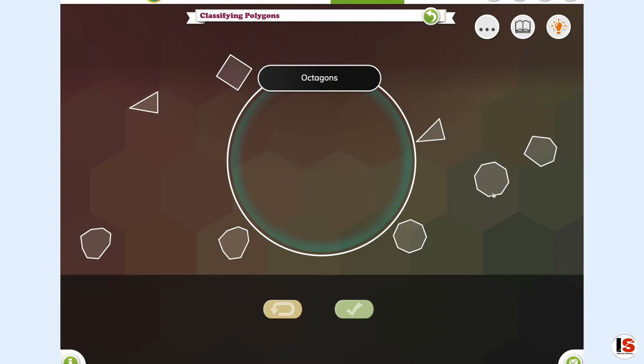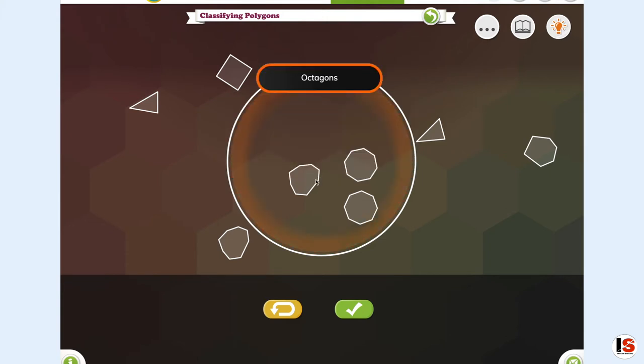Octagons. 1, 2, 3, 4, 5, 6, 7, 8. Okay, I think this is more. 1, 2, 3, 4, 5, 6, 7, 8. Okay. 1, 2, 3, 4, 5, 6, 7. Okay. 1, 2, 3, 4, 5, 6, 7, 8. At least one other object belongs in this region.